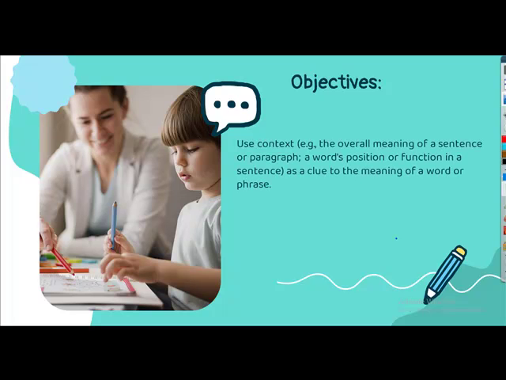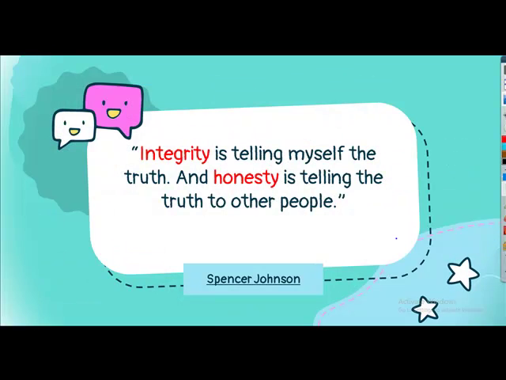Of course, our objective is to use context clues to figure out the meaning of a word or a phrase. So the intended word or phrase can be followed or preceded by definitions, examples, synonyms, or an explanation of it. So the answer might be provided within context.